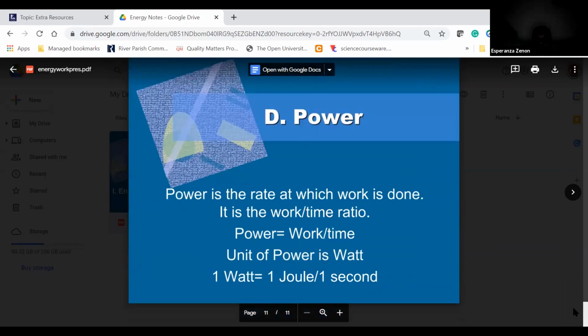And then power, as I mentioned before, power is the rate at which work is done. So it's work divided by time. And the unit of power in the SI or metric system is the watt, which breaks down to 1 joule per 1 second.